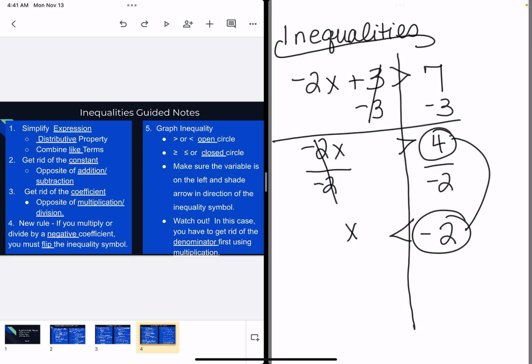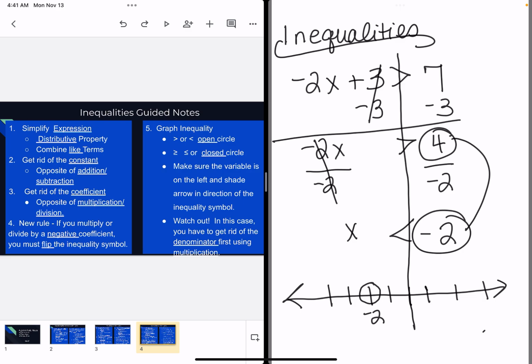Then you're going to graph the inequality on a number line. You're going to draw your number line. There are open and closed circles, so let's go ahead and put our dots in here. I'm going to put negative 2 right here. Then I'm going to draw my circle, and if it is less than or greater than, which it is, I'm going to leave that circle open because it means it has to be less than negative 2. It can't include negative 2. If it is negative 2, it wouldn't work.